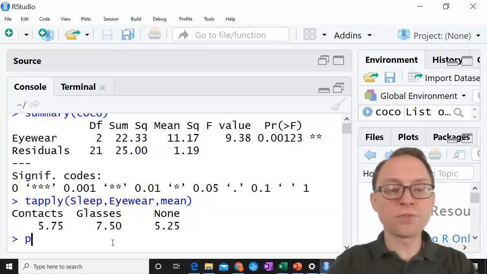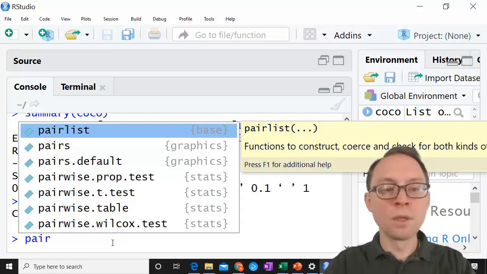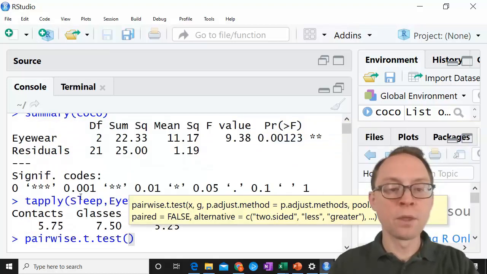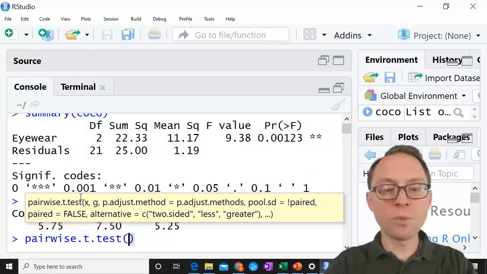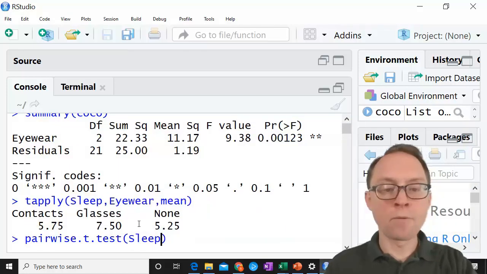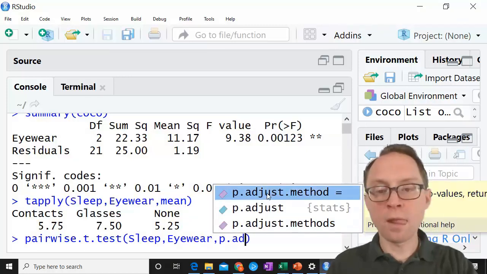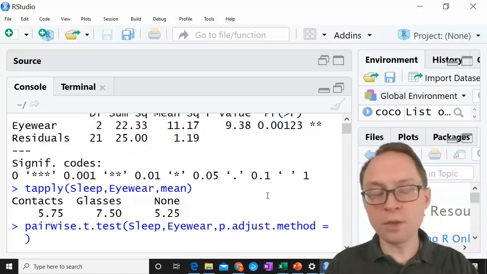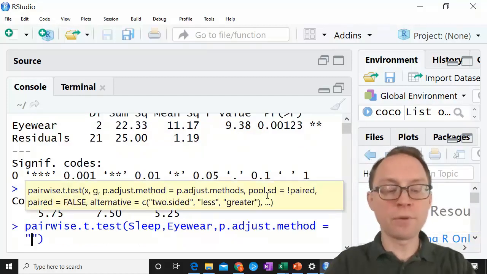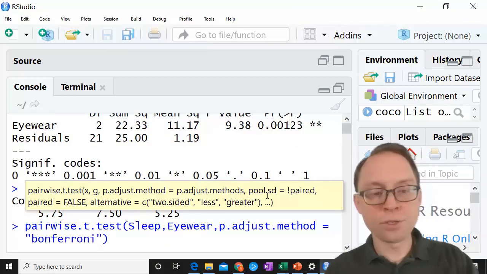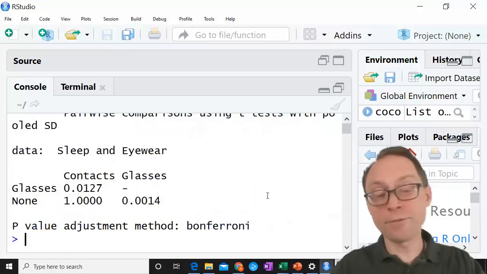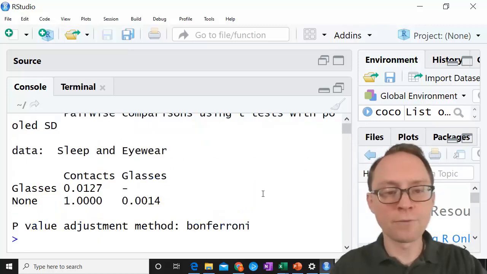So let's run a pairwise T-test first. In the pairwise T-test, we put in the dependent variable, which is sleep, followed by a comma, and the independent variable, which is eyewear, followed by a comma. Then we need a p adjust method equals, in parentheses, we have to write Bonferroni. Make sure you spell it right or else it won't know what you're talking about. Let's see if I did it right. I did it. I'm just excited.